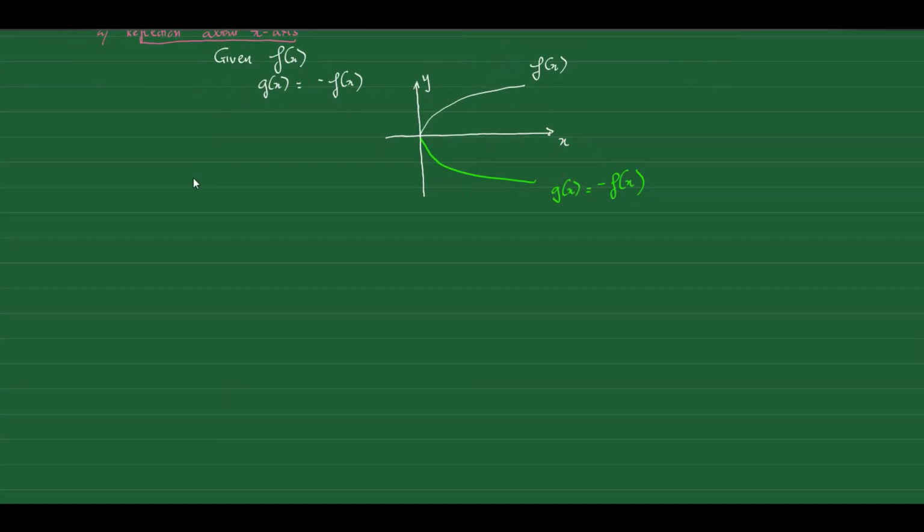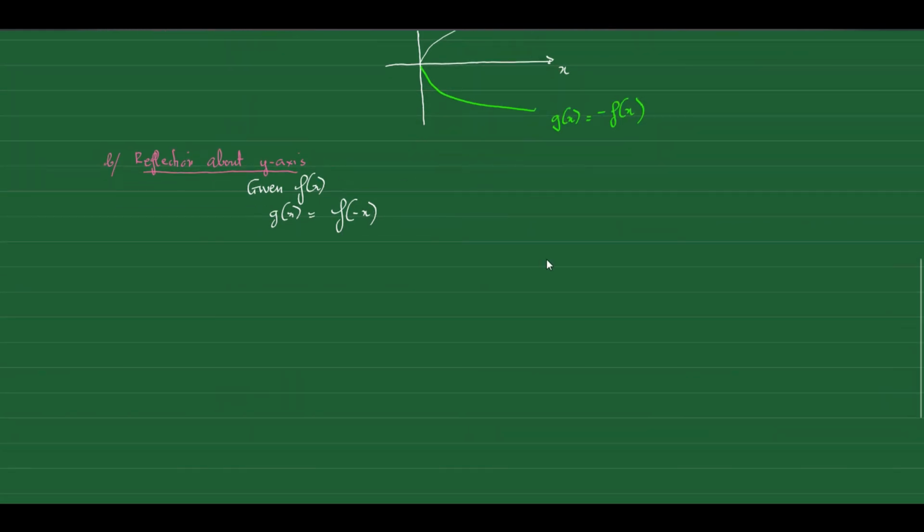And the second type is reflection about the y-axis. The difference is, instead of putting the negative in front of the function, we're going to put the negative in front of the argument x. If we put a negative in front of the argument x, then we can reflect over the y-axis.